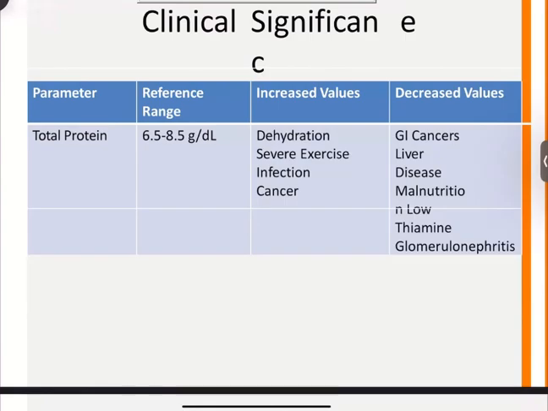Clinical significance parameter, total protein. Reference range is 6.5 to 8.5 grams per deciliter. It is increased, no? Your total protein is increased in dehydration, severe exercise, infection, and cancer. Okay? Decreased values naman siya in your GI cancer, liver diseases, malnutrition, low thiamine, and glomerulonephritis.